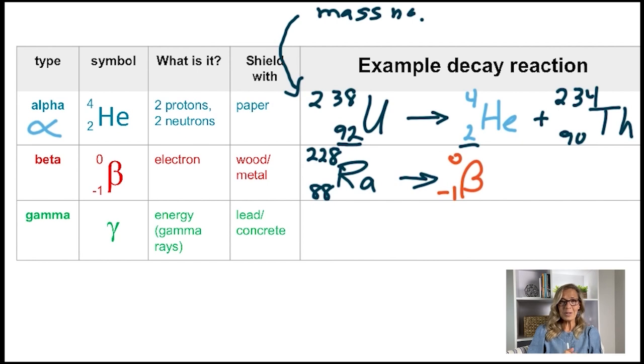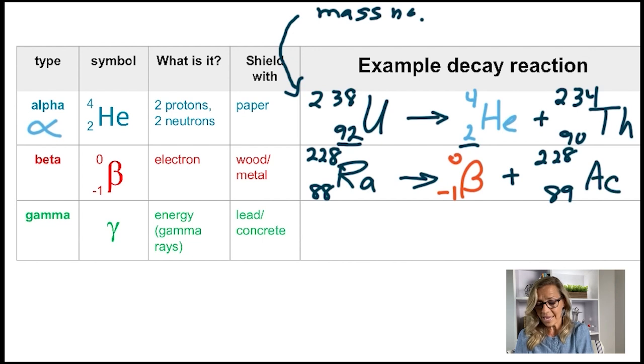A beta particle is an electron coming out of the nucleus. That should disturb you because you know that electrons aren't in the nucleus, they're in the cloud, right? What happens is a neutron morphs into a proton and an electron, we'll say. Let's do the math here on the bottom, just the same way we did it on the top. 88 equals -1 plus what? 89. And then on the top, 228 equals 0 plus 228. And so what we became is Ac.